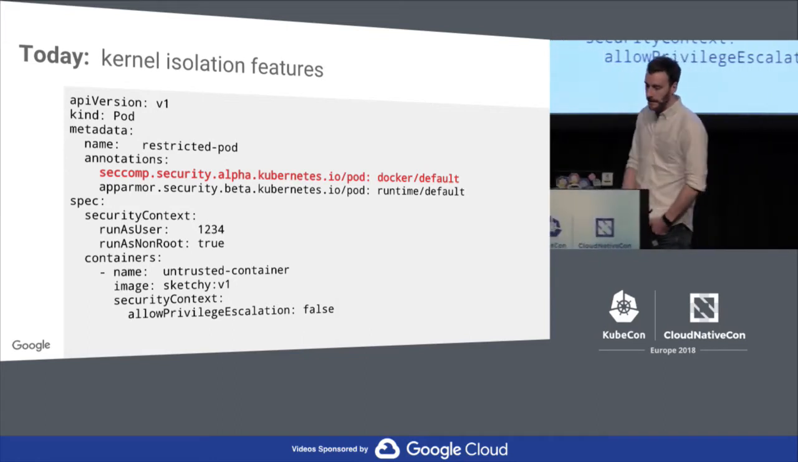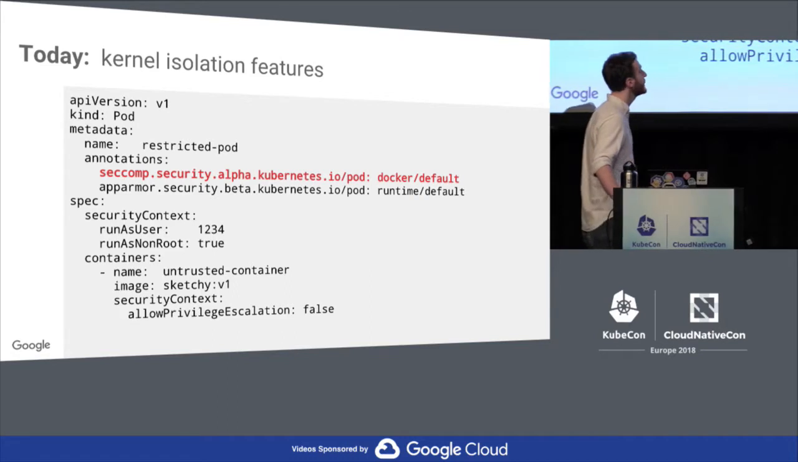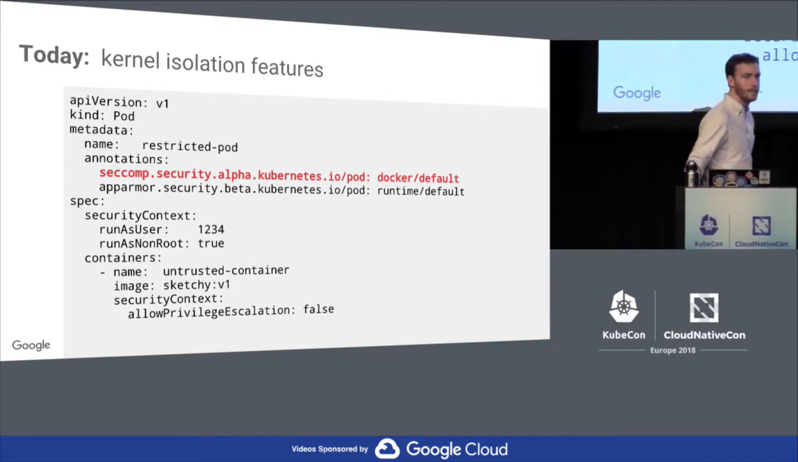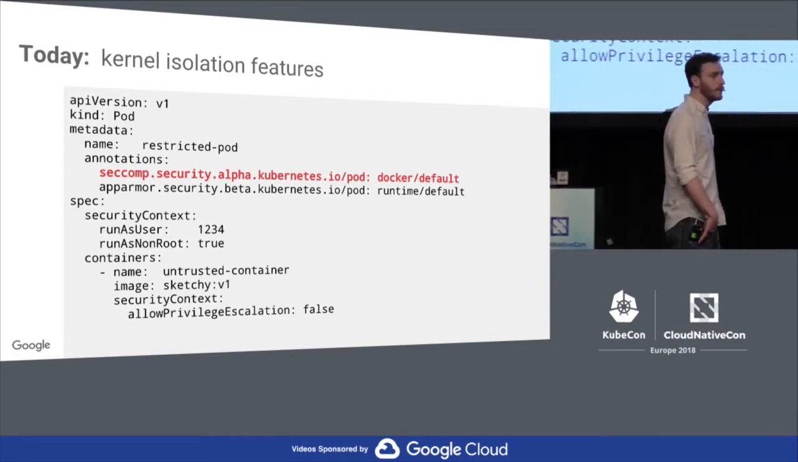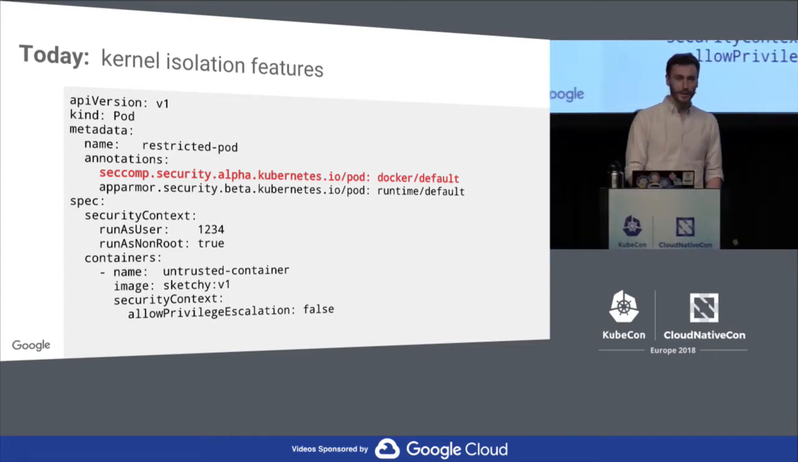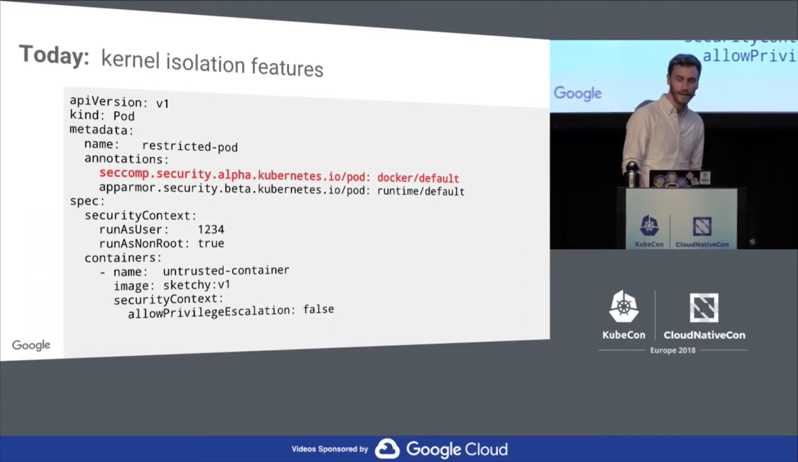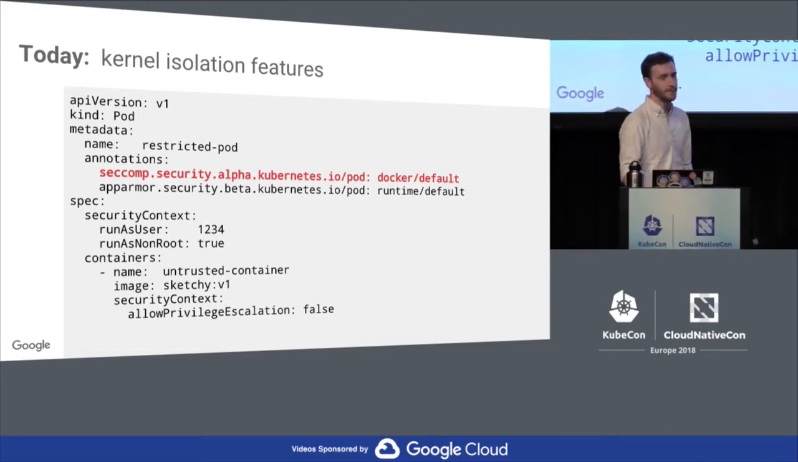Seccomp is a way of filtering out syscalls and reducing the attack surface. Docker has some really nice default seccomp profile that we turn off in Kubernetes by default. So you probably want to turn it back on. And this is the annotation that you can use to do that. We're trying to make that the default, but security defaults are hard.